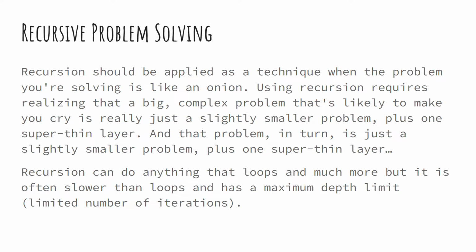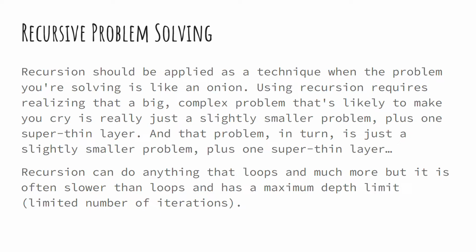Alright, so let's try to understand when do we use recursion. Recursion should be applied as a technique when the problem you're solving is like an onion. Using recursion requires realizing that a big, complex problem that's likely to make you cry is really just a slightly smaller problem plus one super thin layer, and that problem in turn is just a slightly smaller problem plus one super thin layer, and so on.